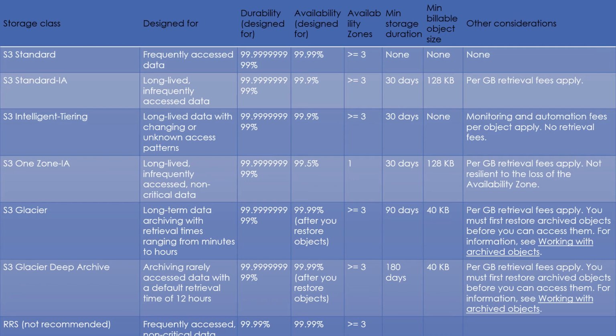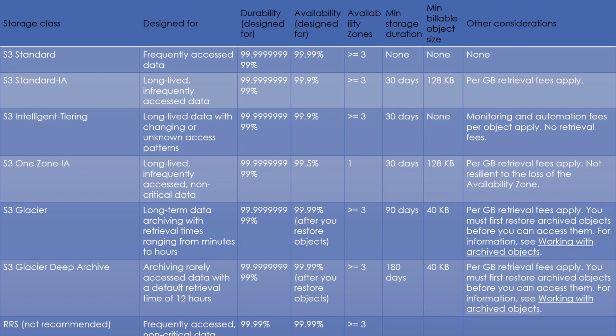So if any questions have this option, then we should not consider this option. Design for is what we discussed, that for which scenario which type of storage class should be used. So SC standard should be used for frequently accessed data, SC standard IA for long-lived infrequently accessed data, SC intelligent tiering when we don't know the access pattern, one zone IA that is for infrequently accessed and less critical data. So if data is lost, it won't cause any issue.